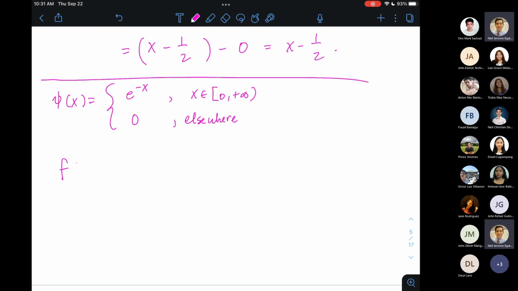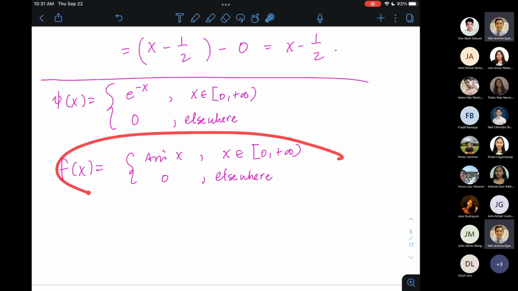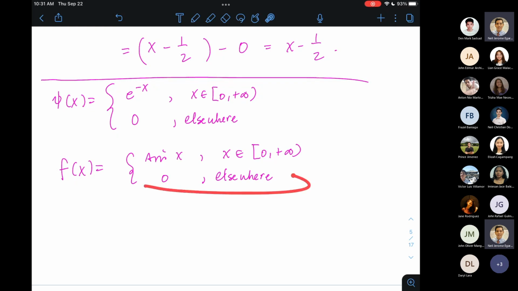And say our function f of x is, sige, periodic signal na rin. Sine x when you are in 0 to positive infinity and 0 if you are elsewhere. So pwede mo itong tingnan na signal na nagsisend ng sine wave kapag naka-zero ka na to positive infinity, tapos naka-turn off siya kapag negative pa yung value ni x. Alright?